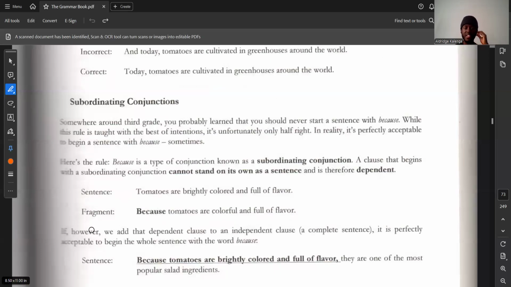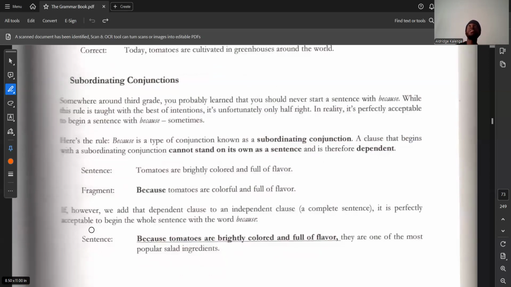Okay, so subordinating conjunctions. A fragment cannot stand alone. It's a dependent clause, so it needs to depend on a sentence. So for you to join a fragment and a sentence, you use a subordinating conjunction. So what is a subordinating conjunction? Remember I said, because he was a fast runner, he earned a gold medal.